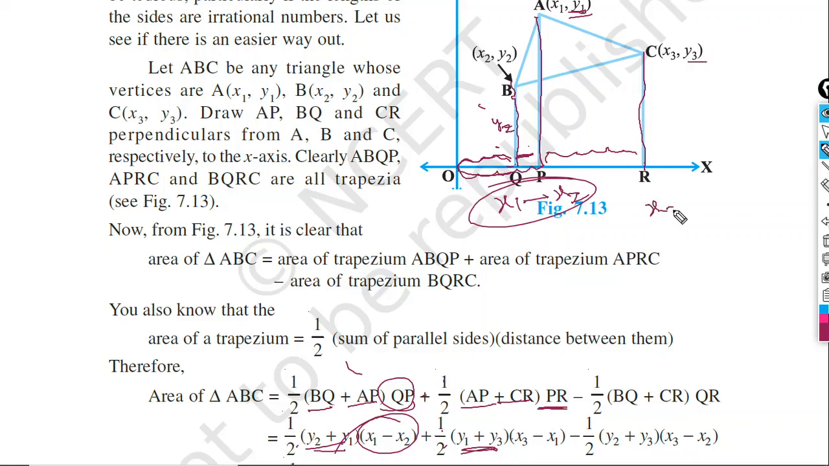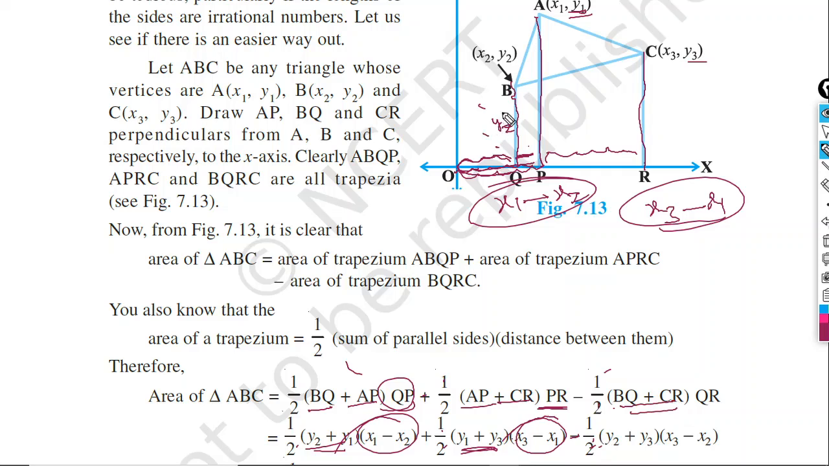UR is x3 minus OP. What is the length of OP? OP you can see x1. So x3 minus x1. Here we have written (x3 - x1) minus 1 by 2, 1 by 2 we have written (BQ + CR).